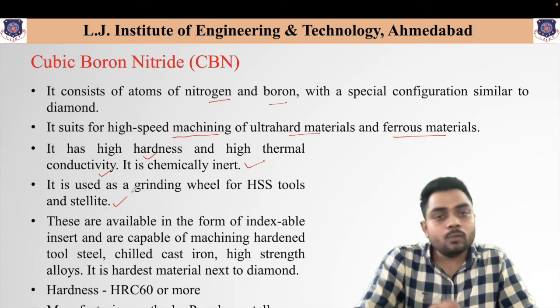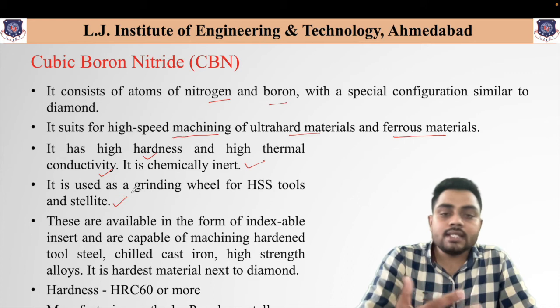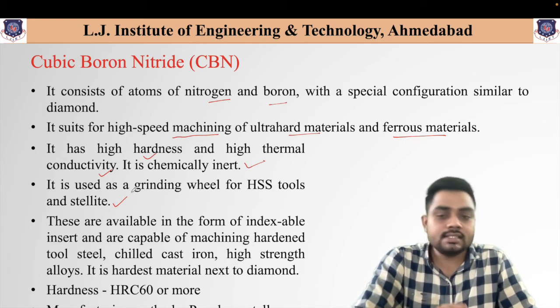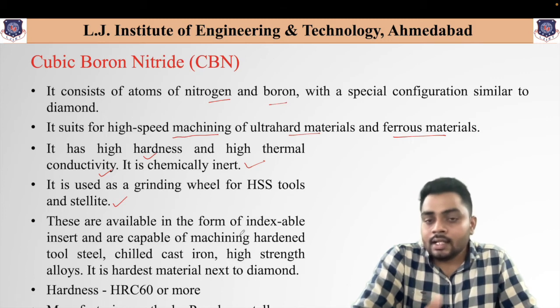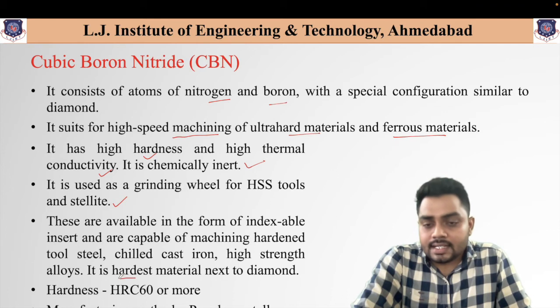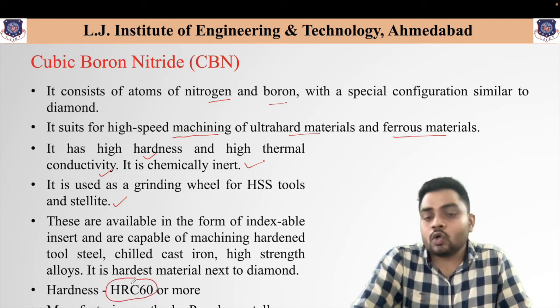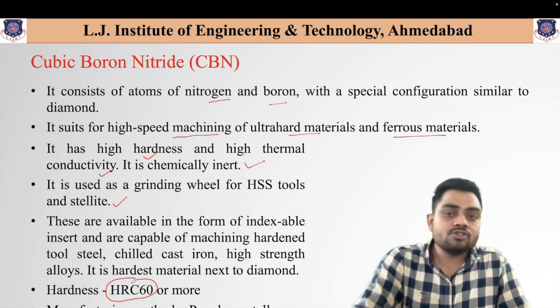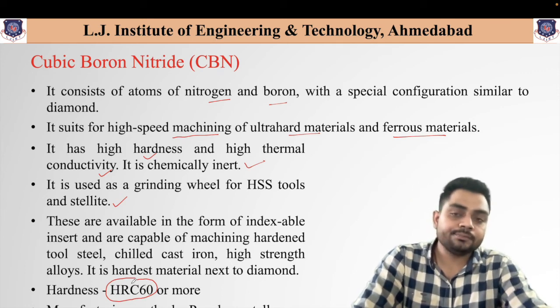So this cubic boron nitride is helpful to provide sharpness and finishing to the edges of the HSS tools and the stellites. These are available in the form of indexable inserts and are capable of machining hardened steel, chilled cast iron, and higher strength alloys, and it is the hardest material next to the diamond. Its hardness is nearly about 60 and more than that. And this cubic boron nitride is also manufactured using the powder metallurgy technique.